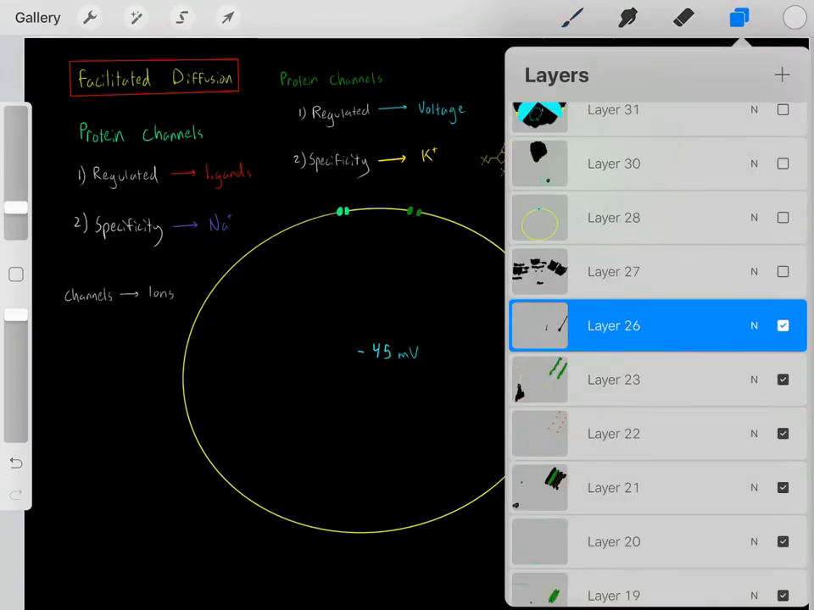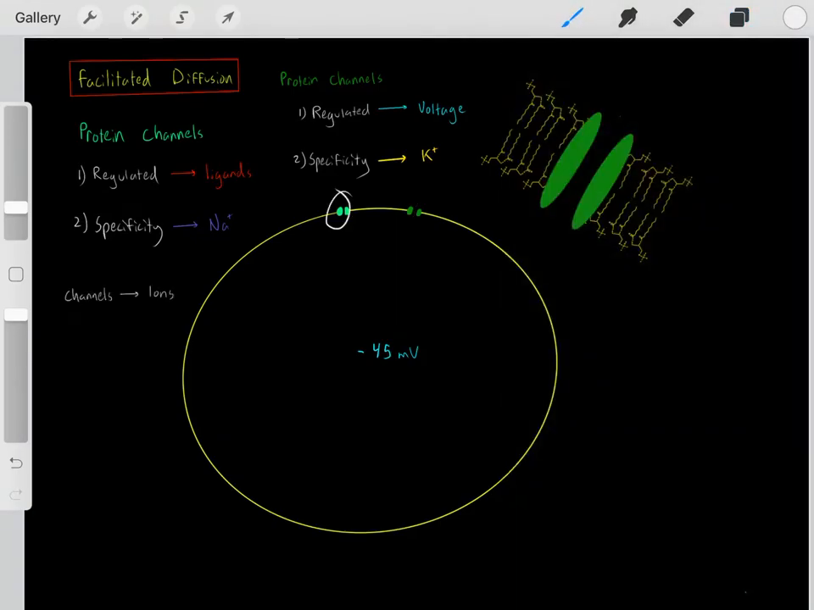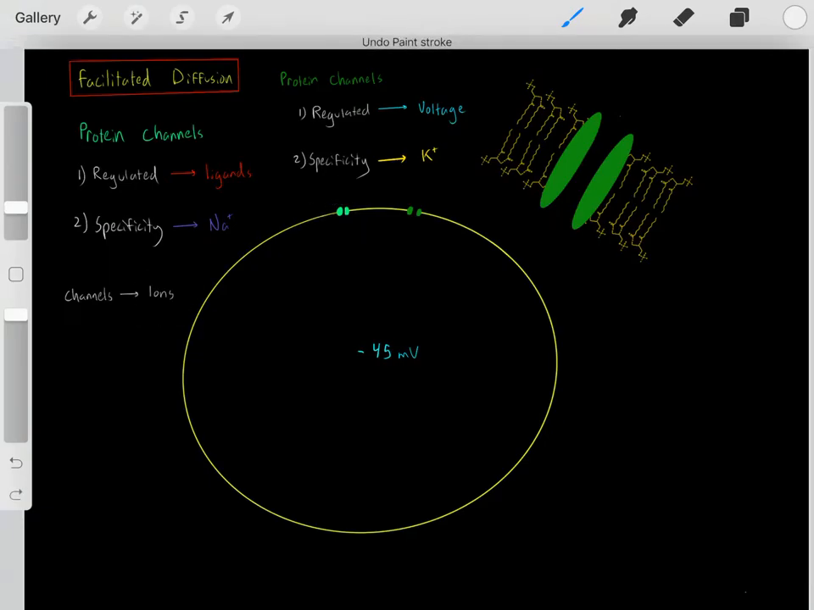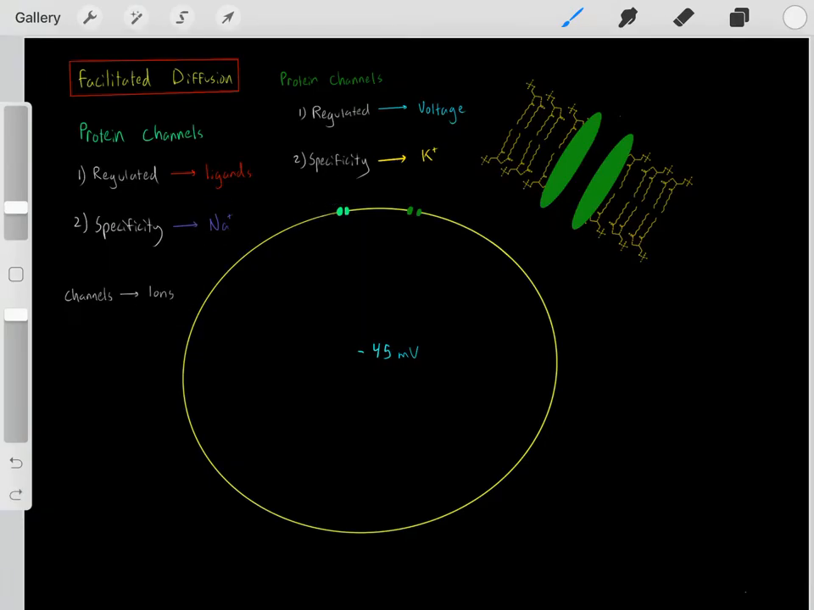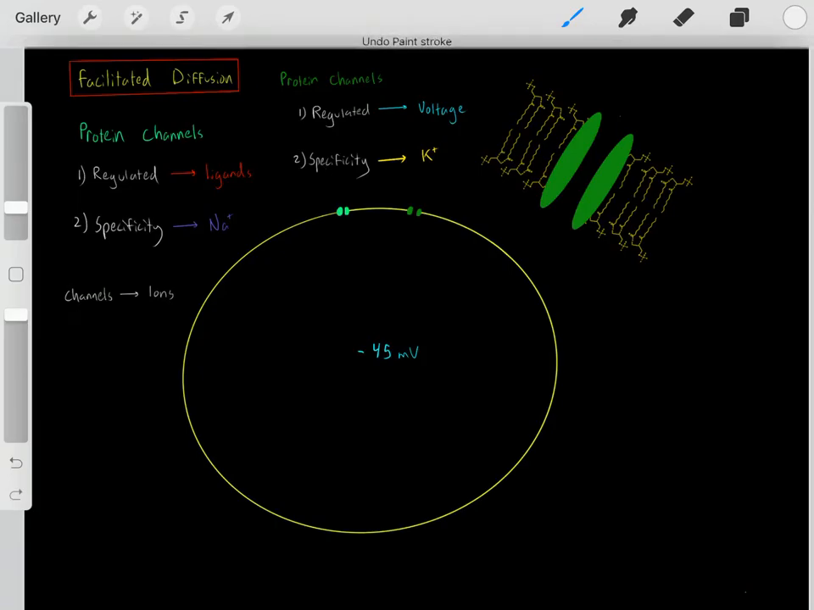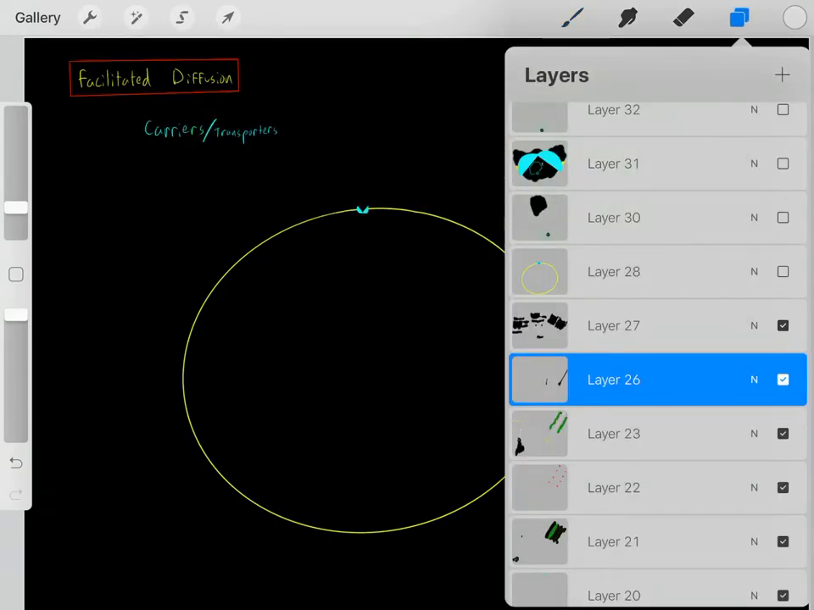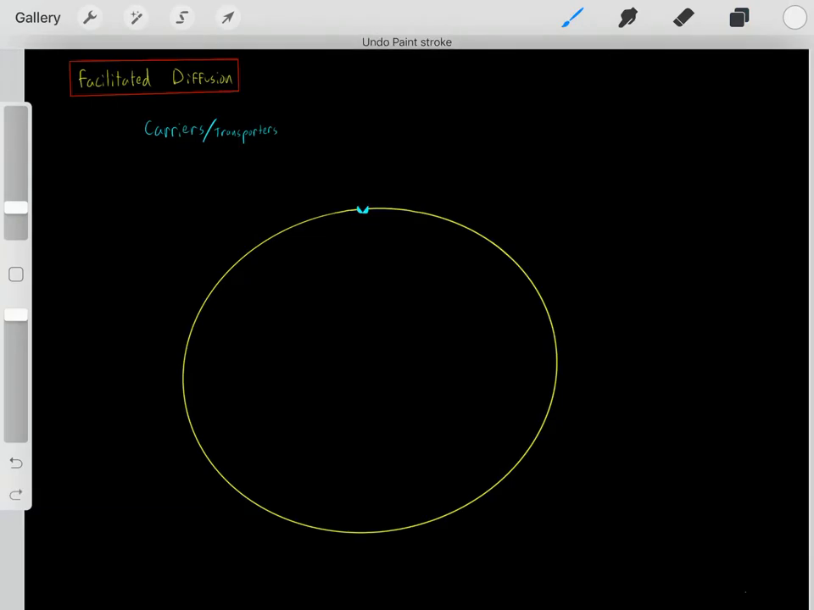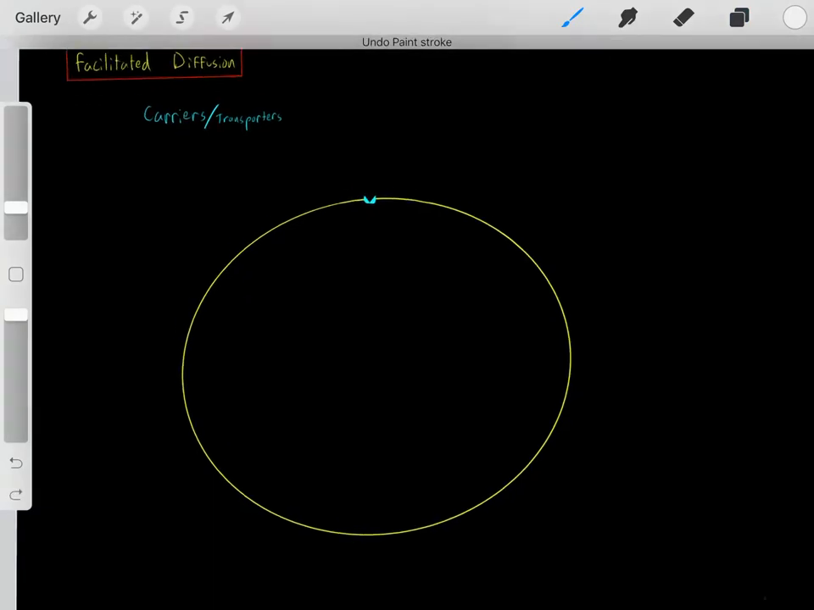So again, all channels can be characterized by the way they're regulated and which ion they're specific for. And something important to realize is channels are usually specific for ions. It's ions like sodium and certain electrolytes that can flow through these channels. So that's channels, but we can also have carriers. So carriers are another type of facilitated diffusion.